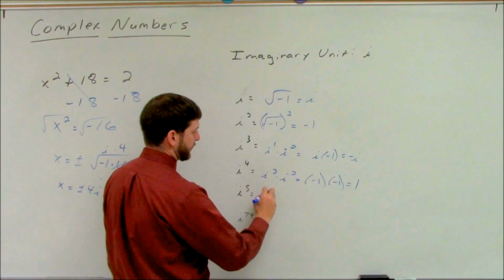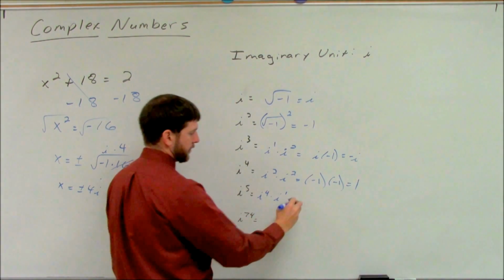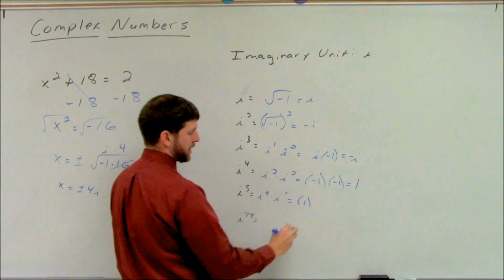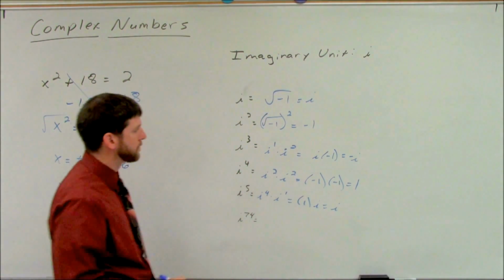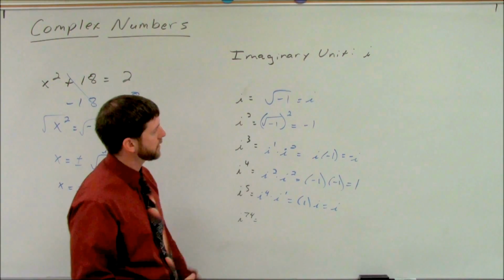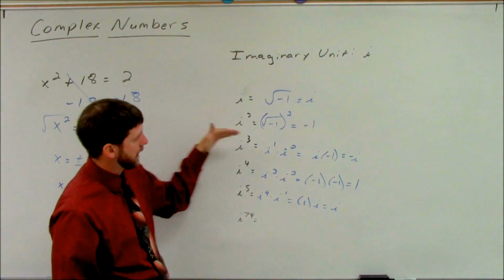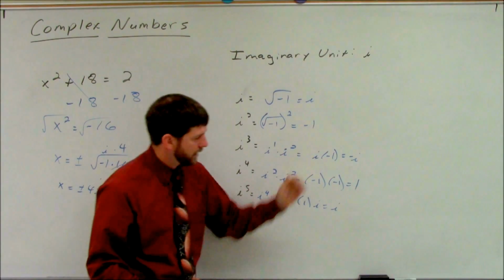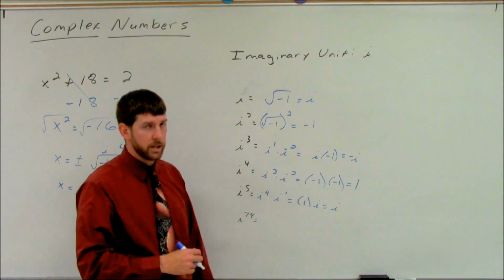i to the fifth, what do you think? Well, it's i to the fourth times i to the first. i to the fourth, we just said, was +1. i to the first is i, so that's i. So what we see is we get this pattern: i to the first is i, i to the second is -1, i to the third is -i, i to the fourth is 1, and then we start to repeat. i to the fifth becomes i again.